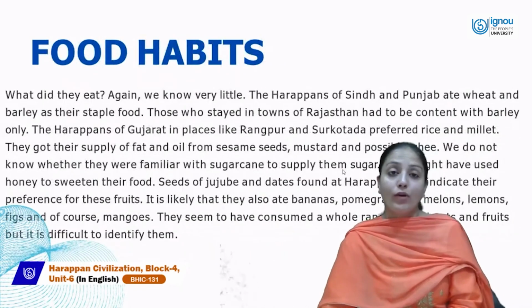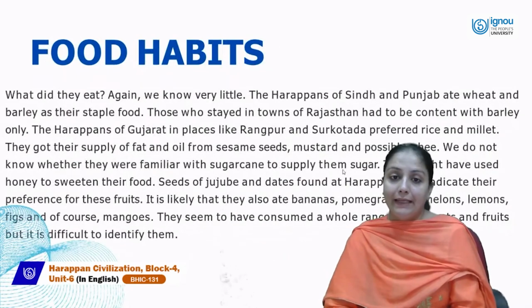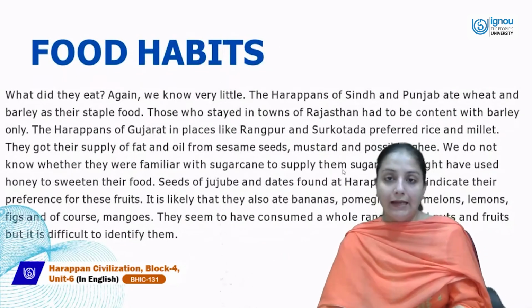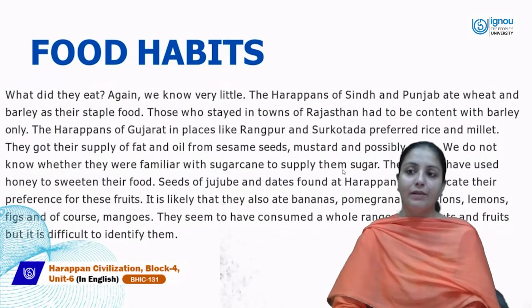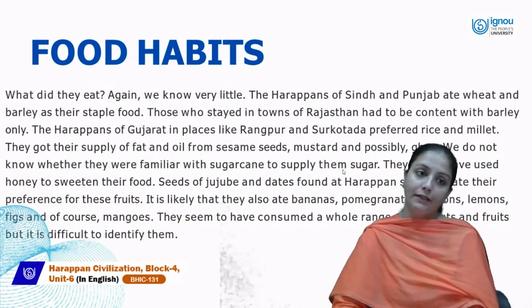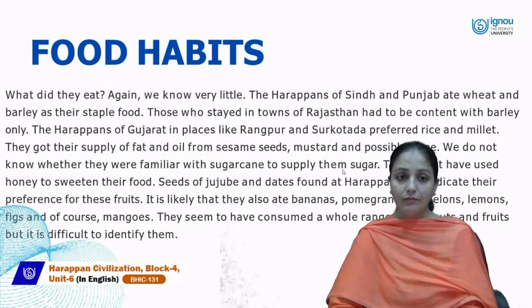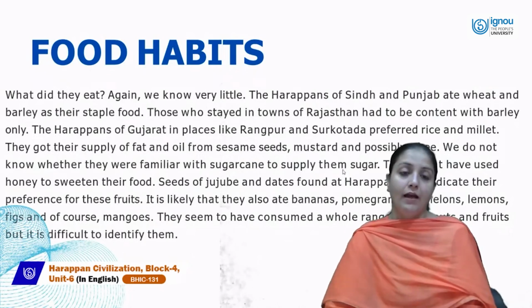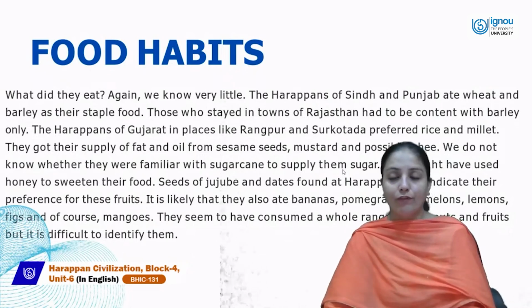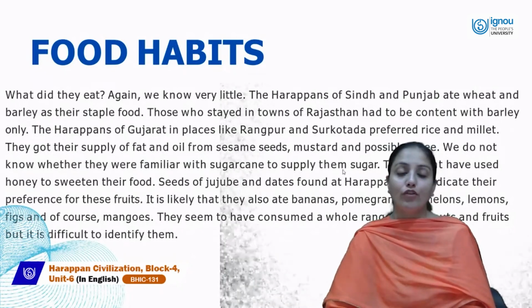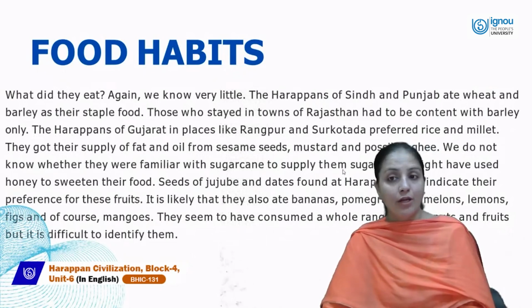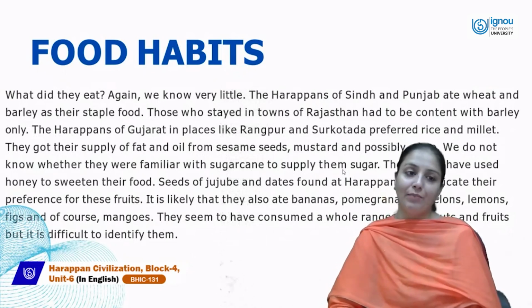Food habits: what did they eat? They were both vegetarian and non-vegetarian. Harappans of Sindh and Punjab ate wheat and barley as their staple food, like today. Those who stayed in towns of Rajasthan had to be content with barley only. The Harappans of Gujarat, in places like Rangpur and Surkotada, preferred rice and millet.